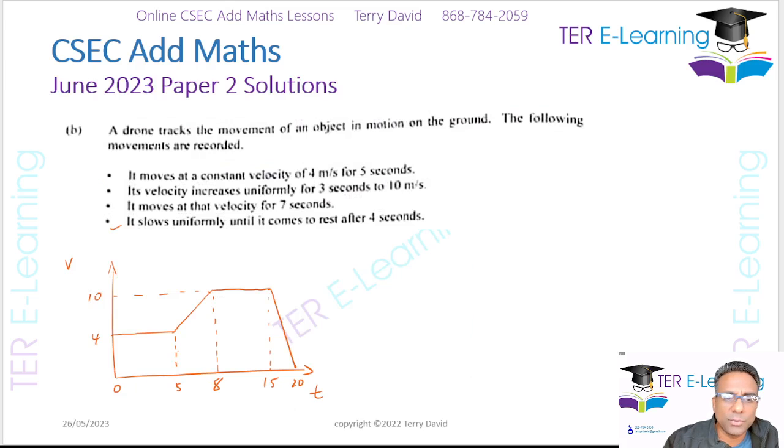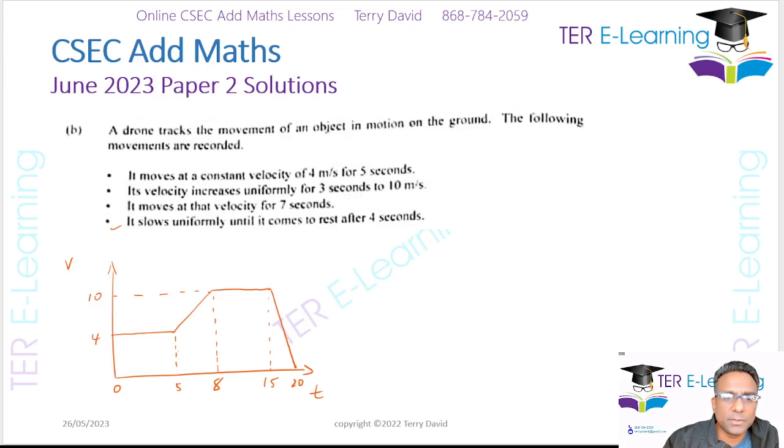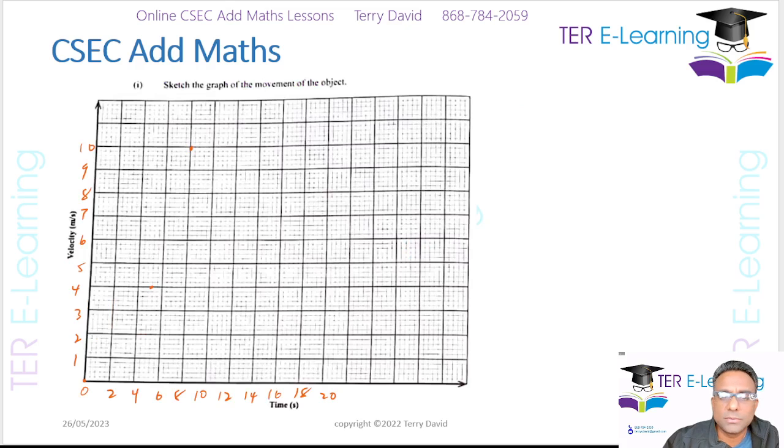Then the next one, at 8 seconds, we're going up to 10. Then we're stopping at 15 again now. So that's here. And then we come to rest at time t equal 20. So what you would do, you'll take your ruler.